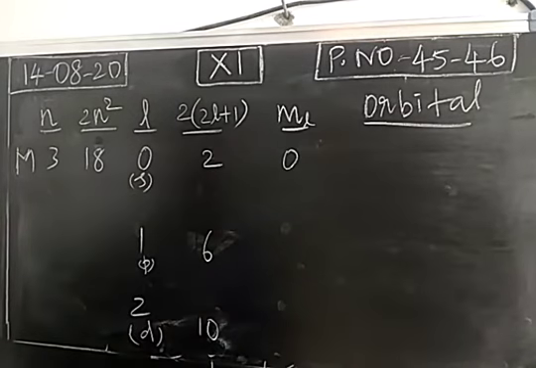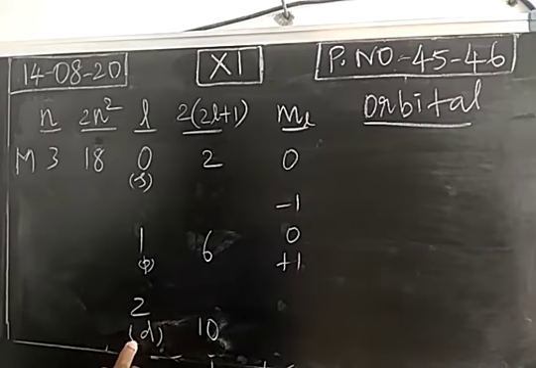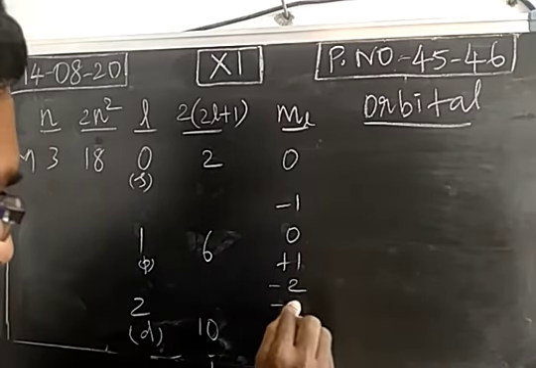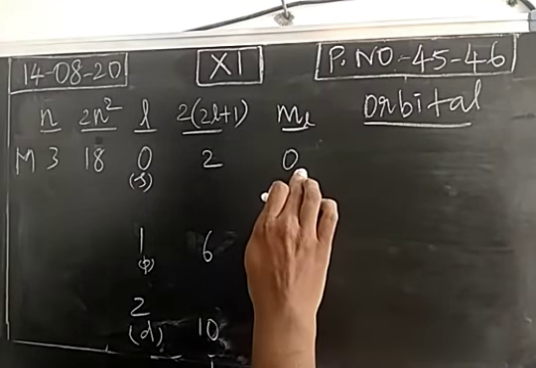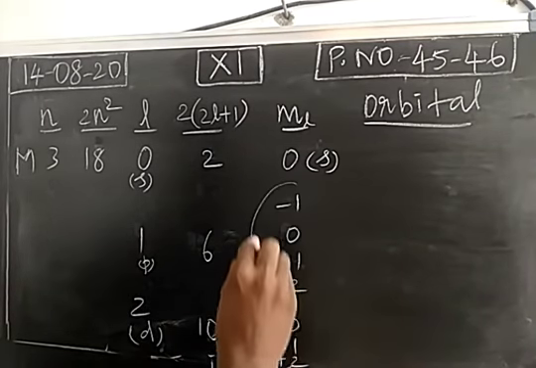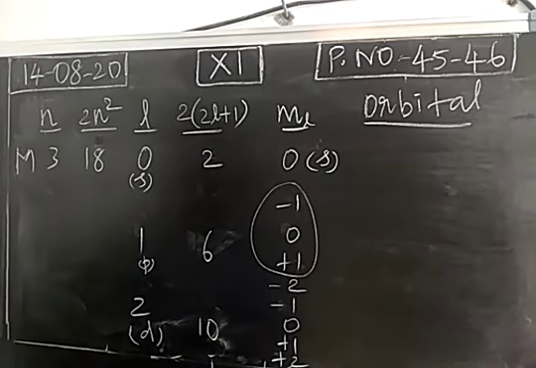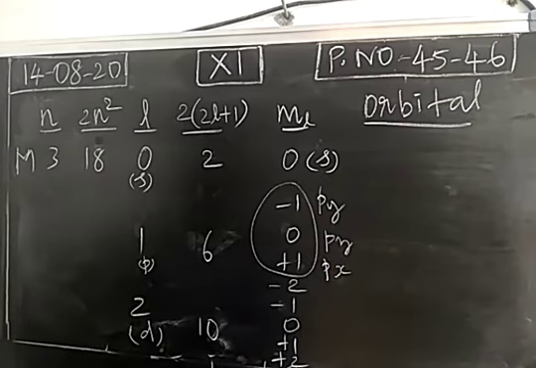For l value 0, m value 0. l value 1 means minus 1, 0, plus 1. Then azimuthal quantum number 2 means minus 2, minus 1, 0, plus 1, plus 2. So S has only one orientation, so this is S orbital. Azimuthal quantum number 0 means we have only one magnetic quantum number. P subcell has 3 magnetic quantum numbers, 3 orientations, so it may be py, pz, px. Then 5 orientations for D subcell, so 5 orbitals.